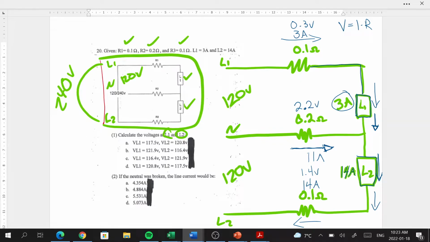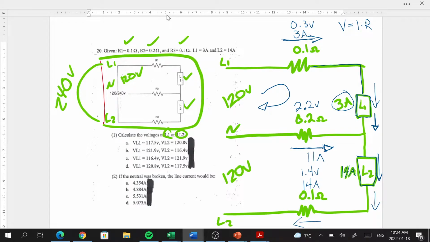Now, to figure out our voltage drop on our load, we need to remember Kirchhoff's voltage law, which states that the voltage rise plus the voltage drops need to equal 0. So we got to do something called a little loop calculation here. So we're going to draw in a loop, and our loop needs to go in the same direction as the current going through line 1.